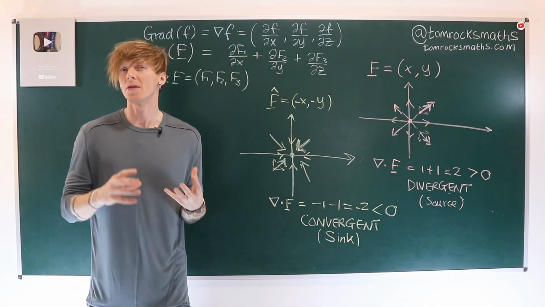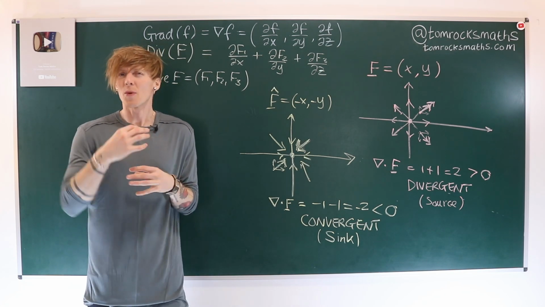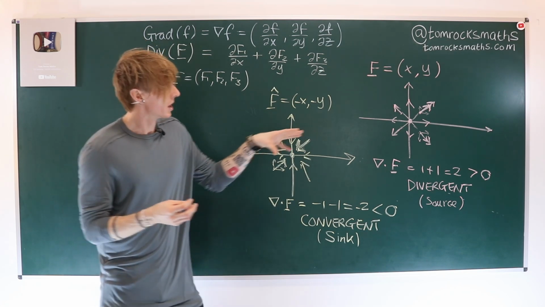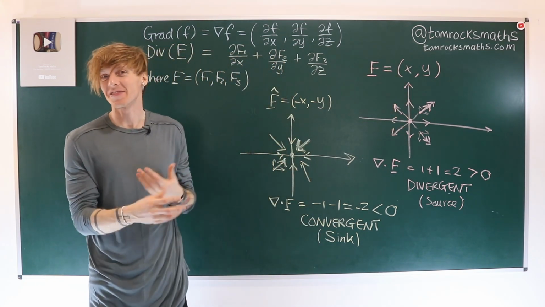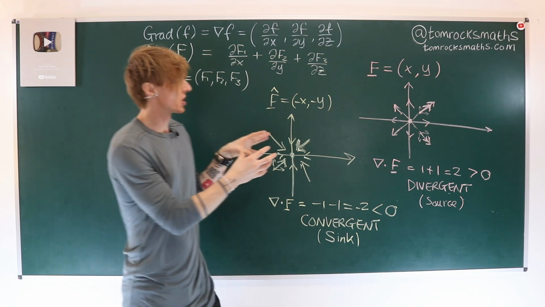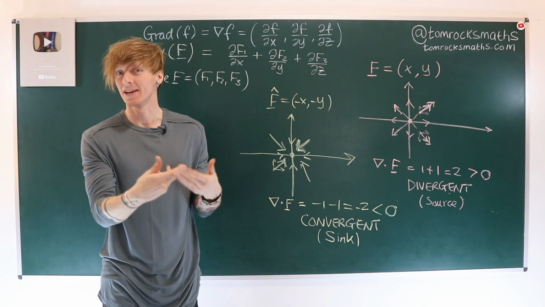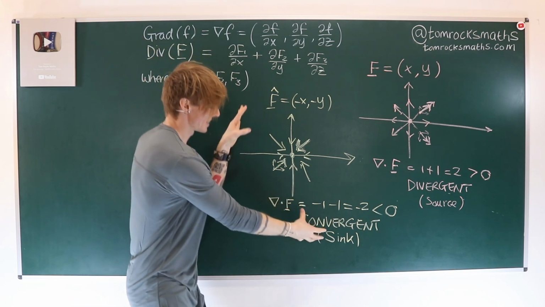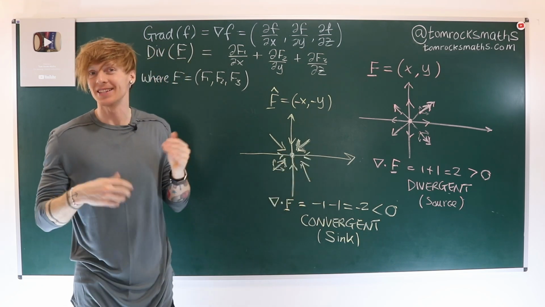So therefore, the divergence of a vector field is a way of measuring how divergent or convergent that vector field is. How much is everything moving away from the point where you've calculated the divergence? Or is everything moving towards that point, in which case you would have a negative divergence?